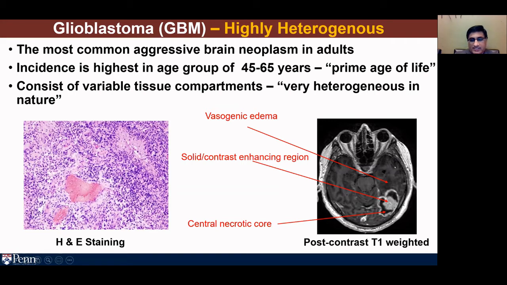As you can see, this is the post-contrast T1-weighted image showing a glioblastoma in the left temporal lobe, and it is highly heterogeneous. This is the solid contrast enhancing region. This is the central necrotic core. This is a contrast enhancing rim, and this is vasogenic edema.